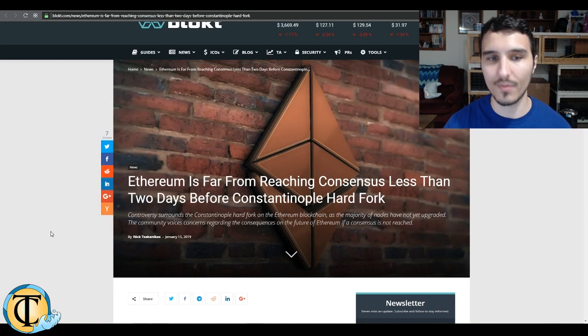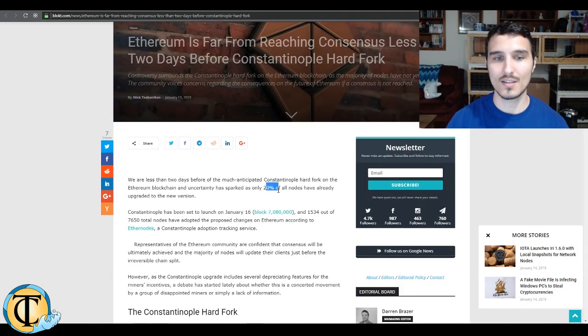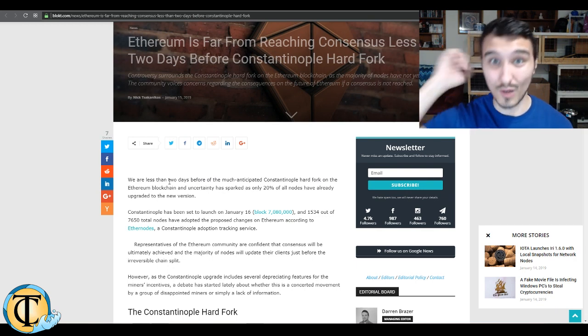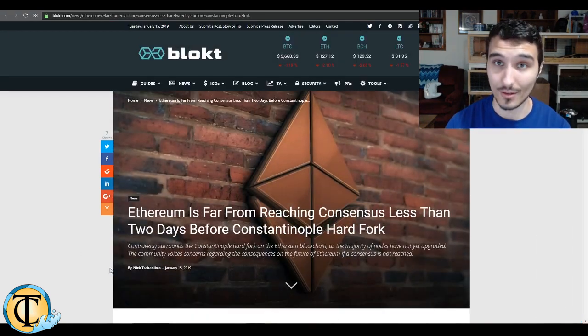So, interesting stuff. Now, this is a fantastic piece that I think drives home something super, super critical. Ethereum is far from reaching consensus less than 2 days before the Constantinople hard fork. So this makes it seem like, oh man, where are we at? What are we looking at? Oh, only 20% of all Ethereum nodes have upgraded to Constantinople. This isn't good. We could see a chain split and block reorganizations. This could be really disastrous, right?